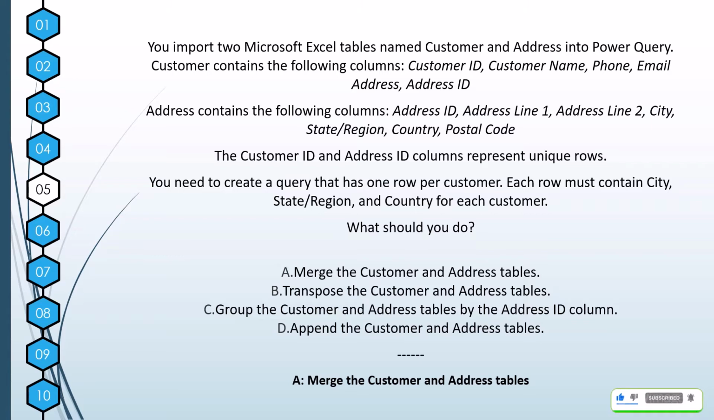What should you do? A. Merge the customer and address tables. B. Transpose the customer and address tables. C. Group the customer and address tables by the address ID column. D. Append the customer and address tables. You should A. Merge the customer and address tables.